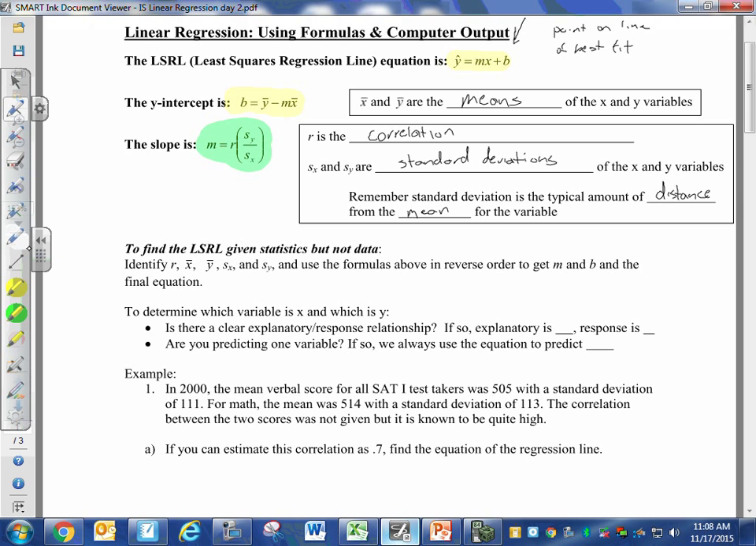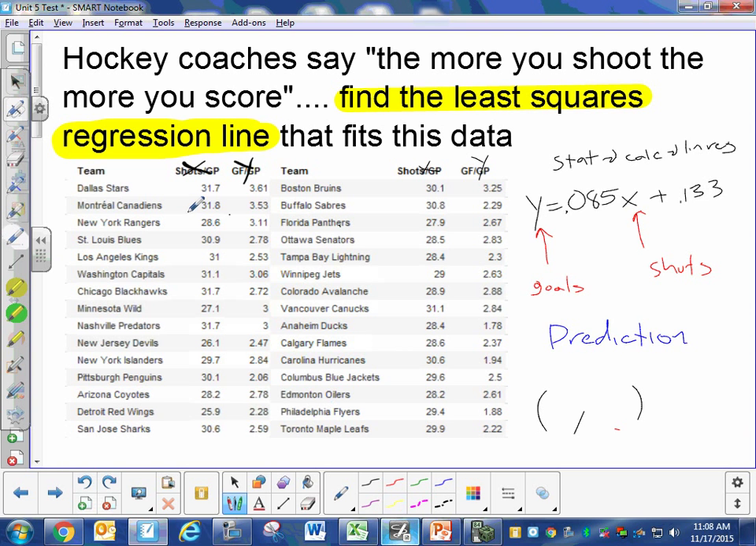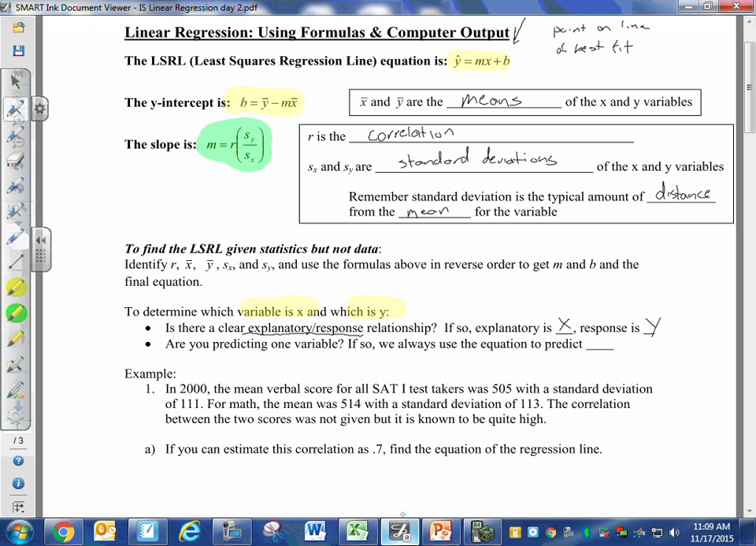Now, it's very important to understand what is going to be x and what is going to be y. It's very important to determine which one will be x and y. In some cases, it won't matter. But in some cases, there is going to be a clear explanatory response relationship. If so, explanatory we know is the x and response is the y. For the previous example, there is a clear relationship. We wanted to show that goals came from shots, or shots produced goals. So shots were my x, that's my explanatory. Goals was my y, and that is the response.